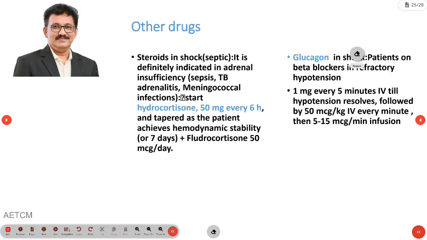Other drugs: you can give hydrocortisone in septic shock as a third line of drug. You can give hydrocortisone 50 milligram every 6 hourly. You can try if a patient is not improving, or if you are using dexamethasone instead of hydrocortisone, you can even go for fludrocortisone. That also improves the BP.